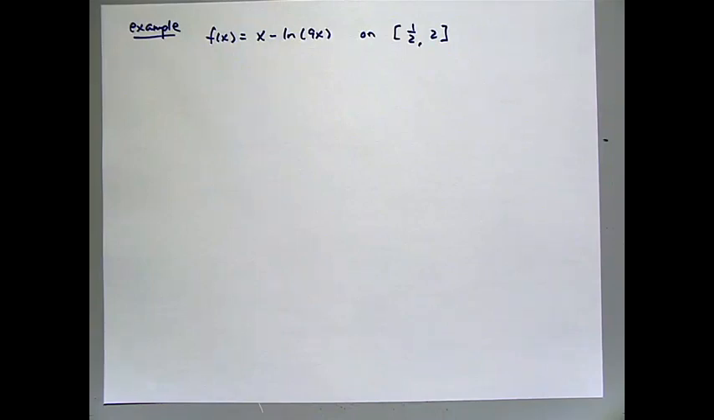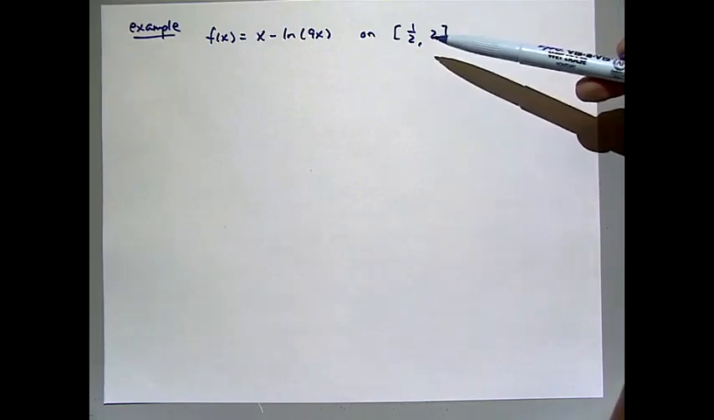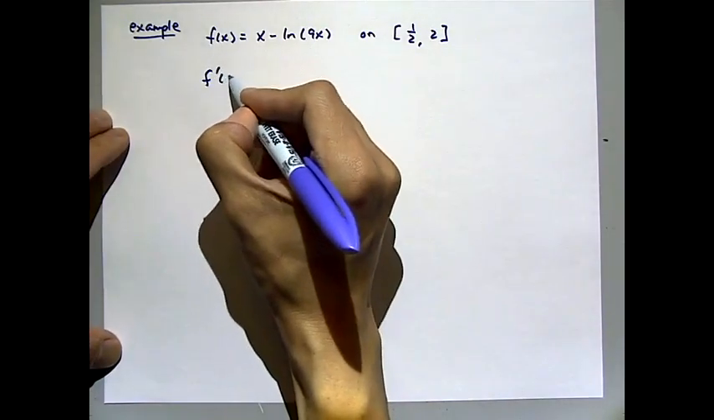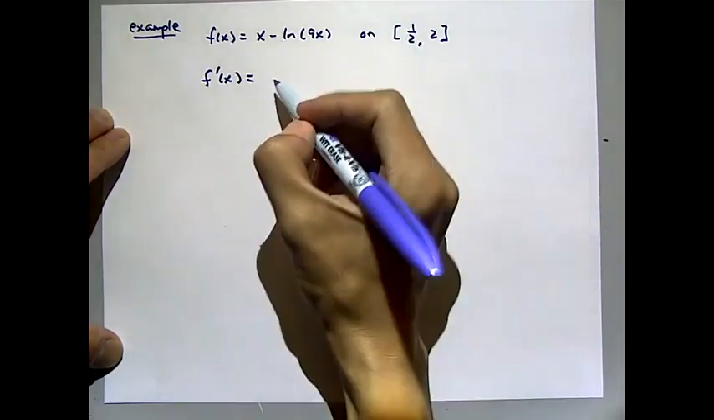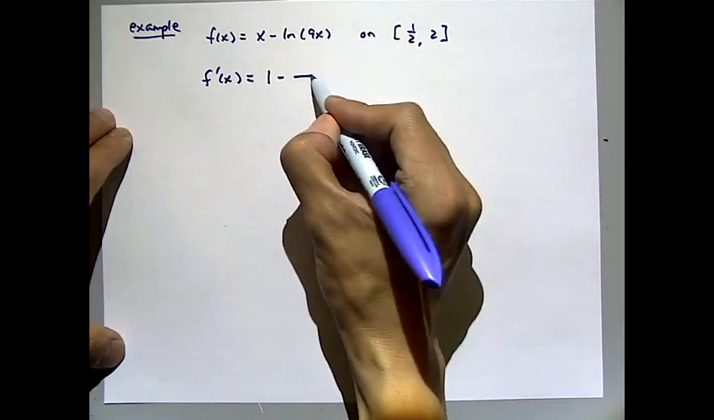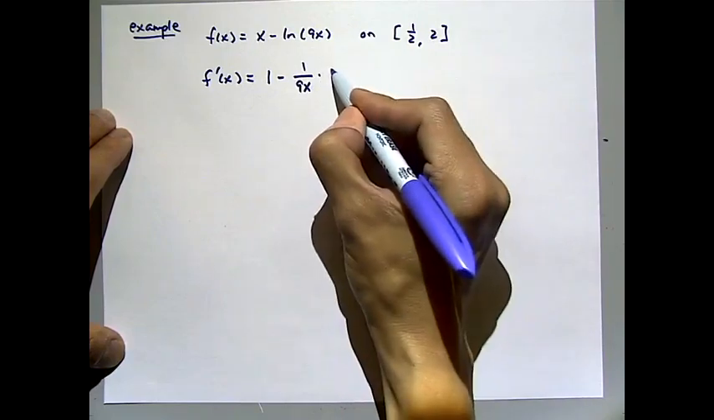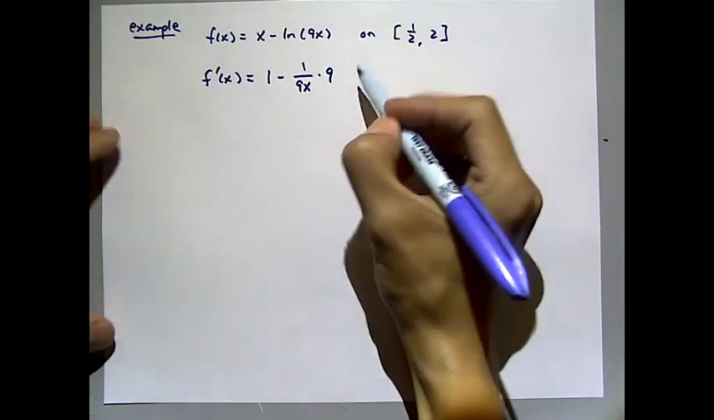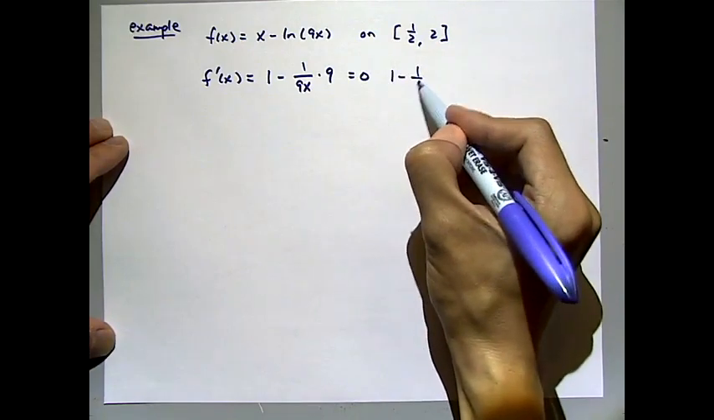Let's find the absolute max and min of the function x minus natural log of 9x. The interval we care about is from positive 1 over 2 to 2. Same procedures. Take the derivative. Derivative of x is 1. What's the derivative of natural log of 9x? Right, 1 over 9x, and then multiplied by 9 by the chain rule, right? Derivative of natural log of anything is 1 over that something, and then derivative of that something, right? Chain rule. And this is equal to 1 minus 1 over x.